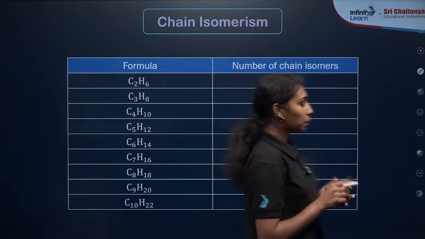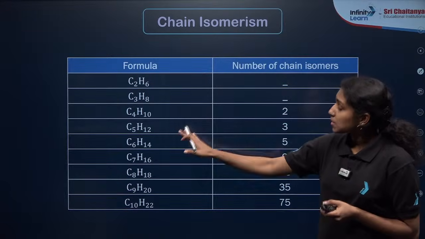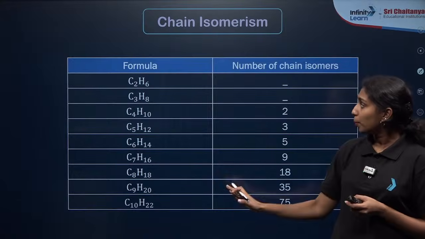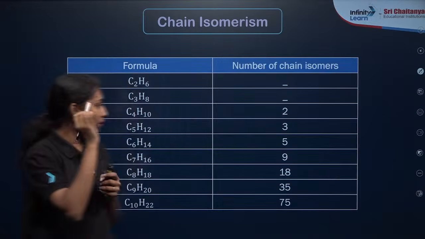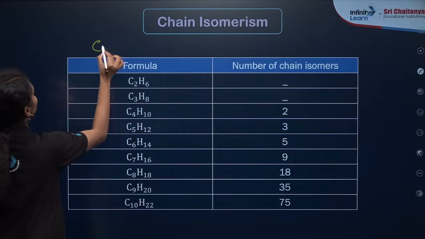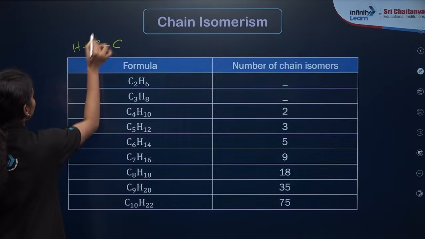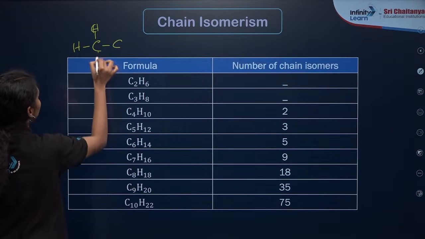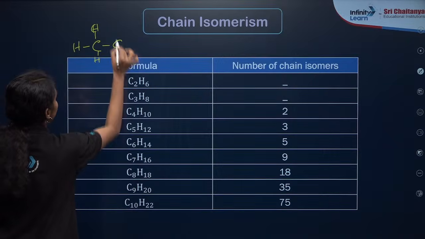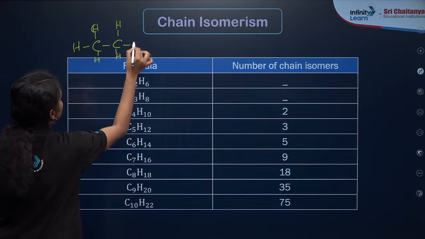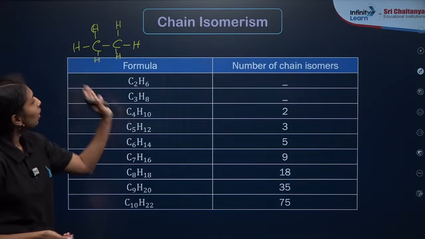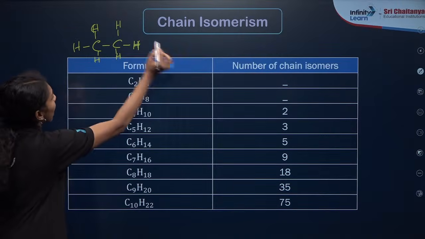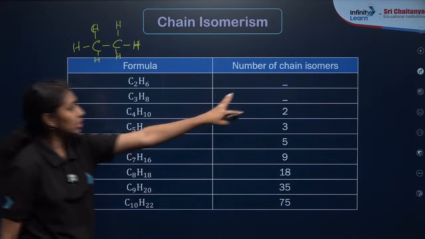This is the basic summary of the chain isomers of the compound. In the case of C2H6, what is C2H6? This is our C2H6, a straight chain compound. We cannot change the position of any of the branches, so it must contain only this compound. It does not have any chain isomers. That's why it is given as nil here.